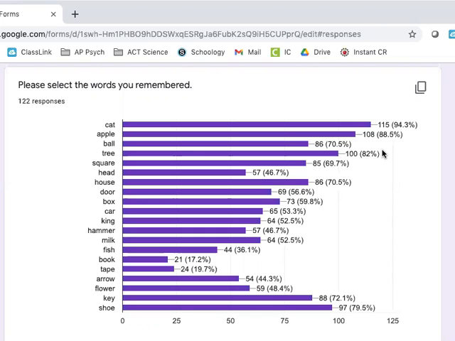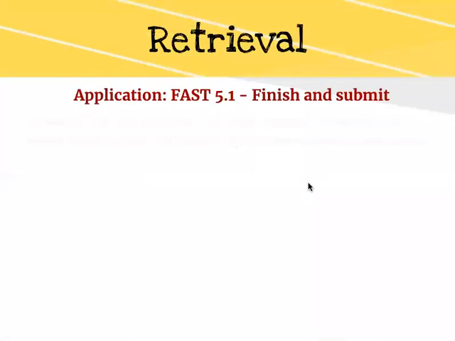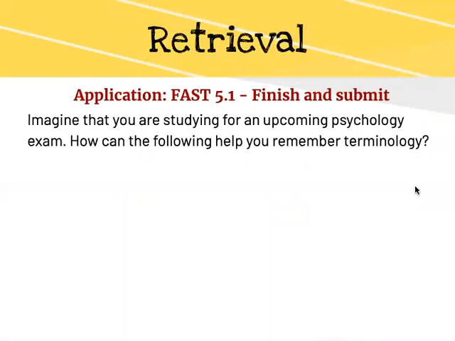So now what does the rest of class look like? What you're going to do is finish and submit this FAST assignment. Let's just finish it now so you don't have to worry about anything. I have a list of words here, so I'm not doing a multiple choice. I want to give you time to do this, and I'm sure you'll finish a little early. Imagine that you're studying for an upcoming psychology exam. How can you use the words that are on your FAST assignment to help you study more effectively? Really think about this and think about the resources that we have in class. Then when you're finished, hit submit, and then you're done.